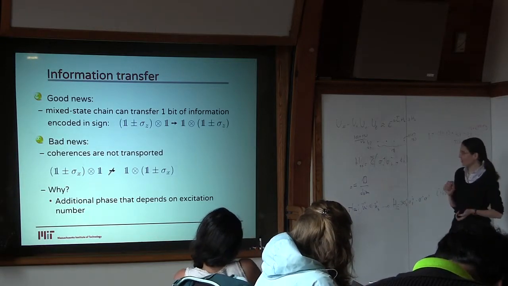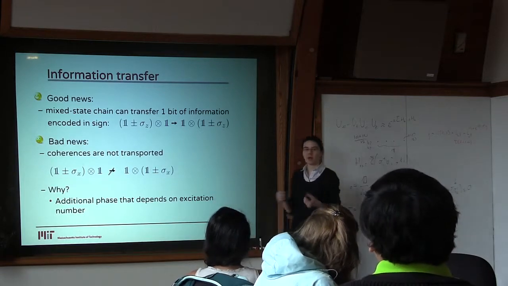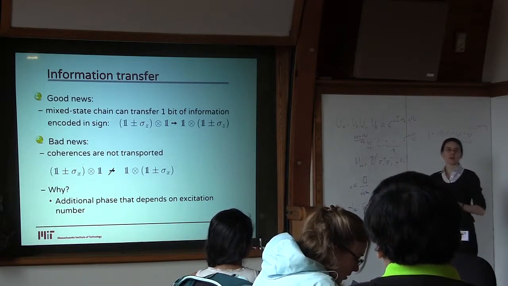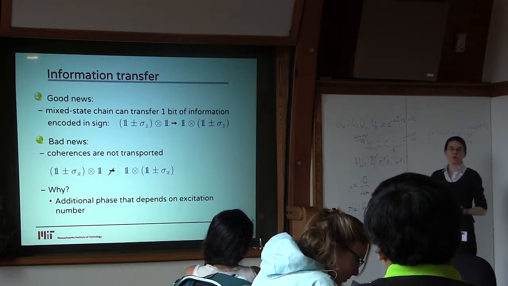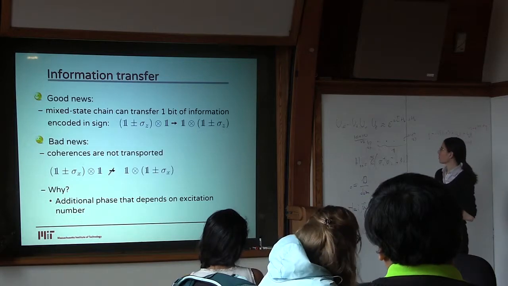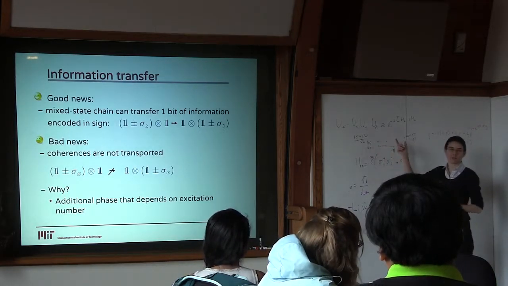So the problem, as I said, is that you have a phase which depends on how many excitations you have in your system. So if you fix the number of excitations, then you always have the same type of phase. So how do you fix the same number of excitations? Well, as I say here, you have either 0 or 1, so they're different.